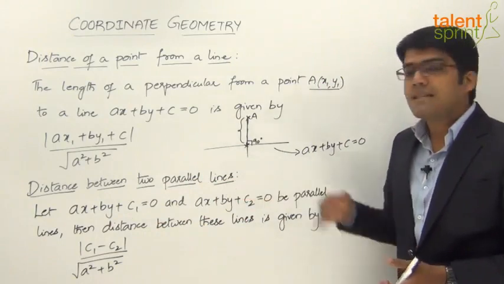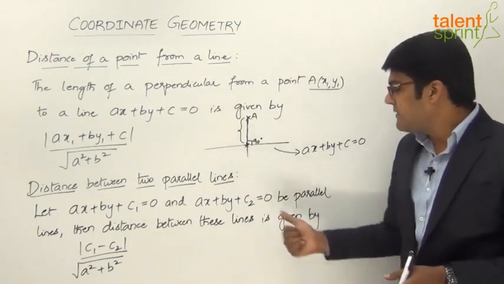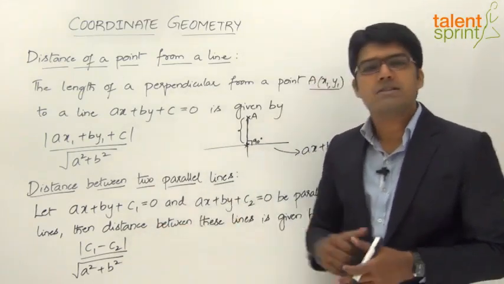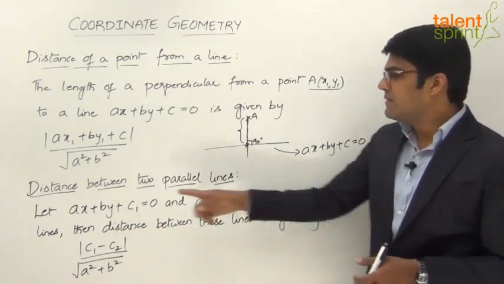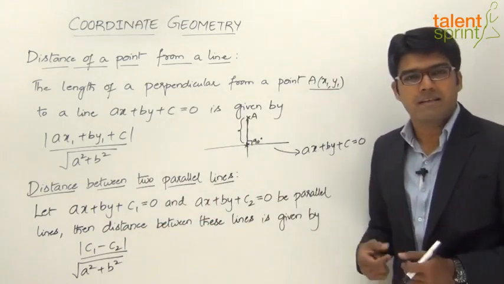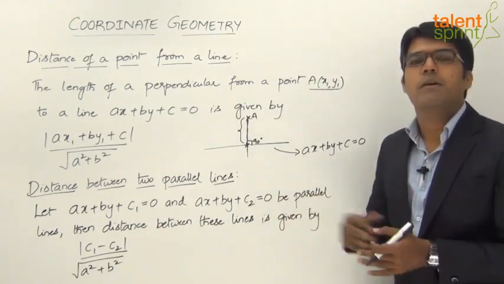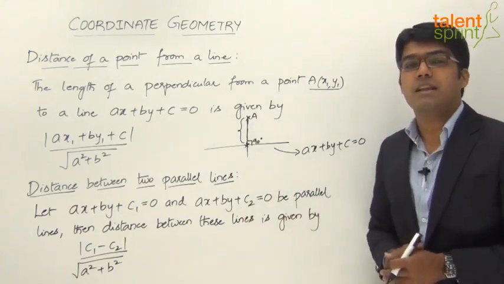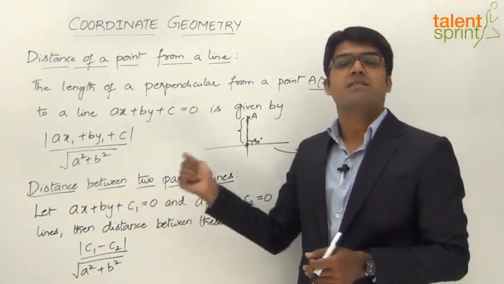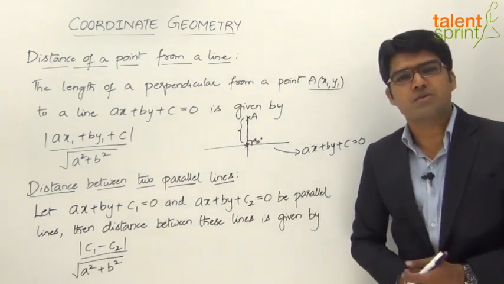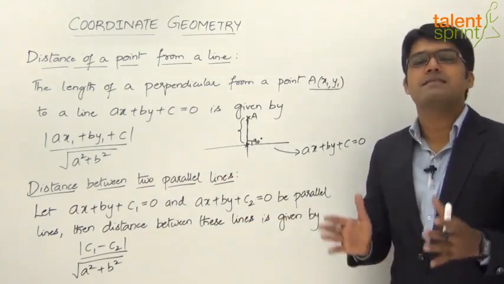Now, when these two lines are parallel, then the distance between these lines is given by modulus of c1 minus c2 divided by root over a square plus b square, right? So c1 and c2 are the constants there in both the lines. So modulus of c1 minus c2 divided by root over a square plus b square. A and b are the coefficients of x and y in the two lines respectively, right? So modulus of c1 minus c2 by root over a square plus b square will give us the distance between the two parallel lines.